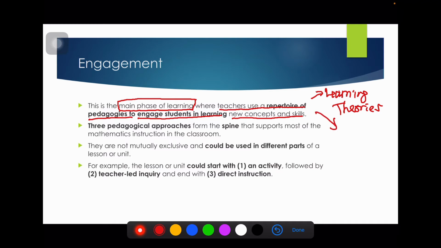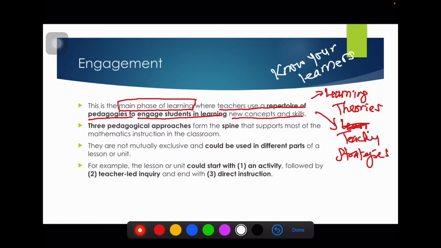And then the teaching strategies. Okay, the teaching strategies. And also, on top of that, you need to know your learners.